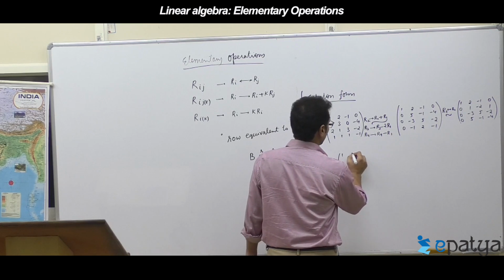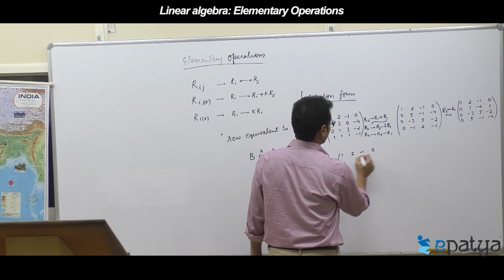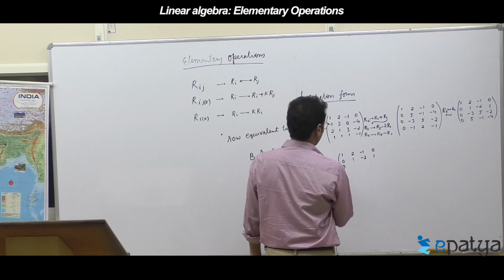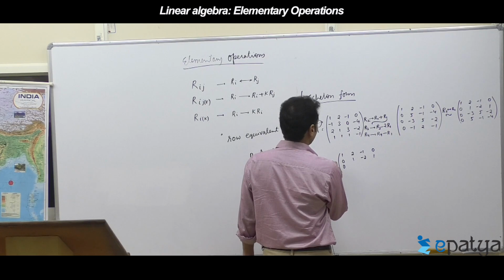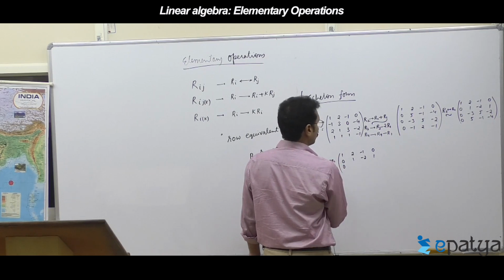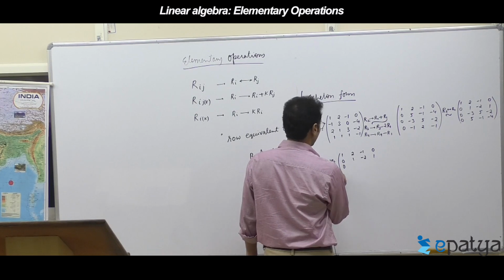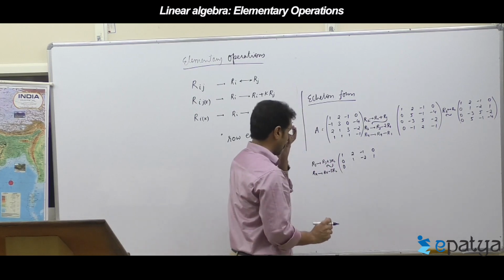Row operations again. R3 is R3 plus 3 times R2. R4 is R4 minus 5 times R2.